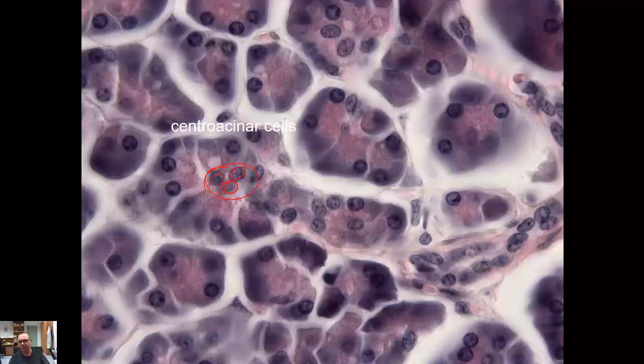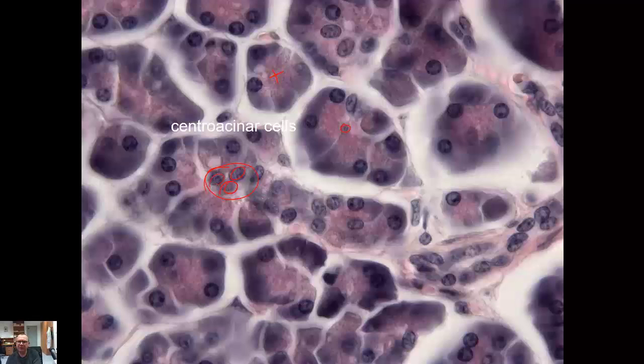Of course, not in every section. If the section isn't through the luminal or central area of the acinus, you don't see any centroacinar cells. But for example, here is one, and I don't see any other here. The section really must go directly through the center of the acini, because the lumen of the acinus is usually very, very small. These centroacinar cells are not secretory cells.